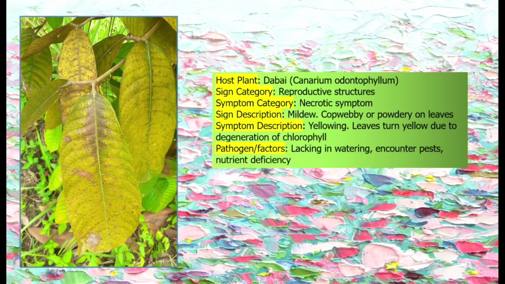The fifth picture is dabai leaves. The sign category is reproductive structures. The symptom category is necrotic symptom. The sign description is mildew, cobwebby or powdery on leaves. The symptom description is yellowing. Leaves turn yellow due to degeneration of chlorophyll. The factors are lack of watering, pest encounters, and nutrient deficiency.